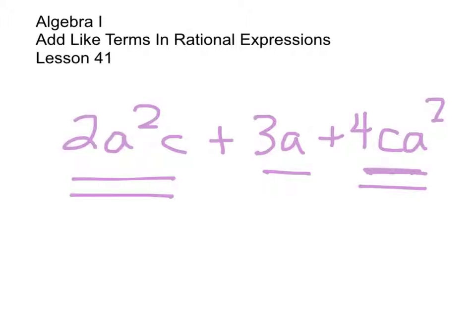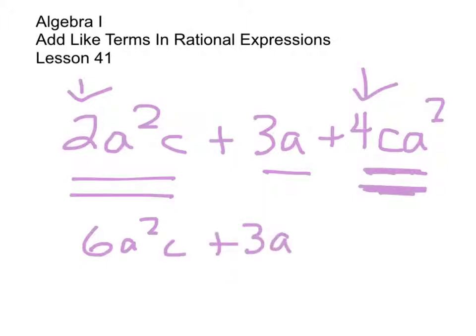Now here it might not be in that same order. It's ca squared, but it's still the same. I could write it as a squared c. So the two terms that I have two lines underneath are like terms. And remember, it doesn't matter what the number is in front there. So now I can combine like terms. So for example, 4 plus 2, I have 6 of those a squared c's, and then finally plus the 3a, which is unlike, and I've simplified this.